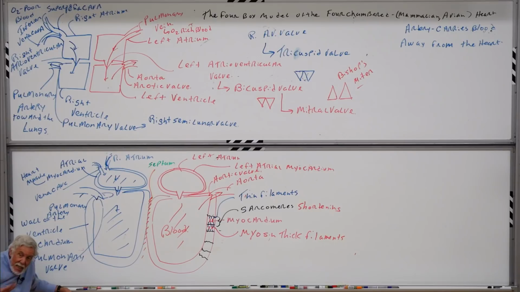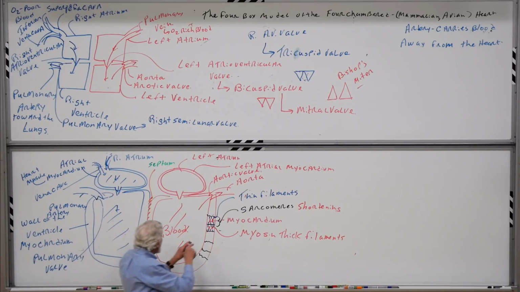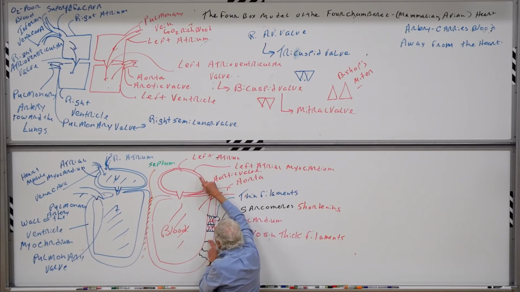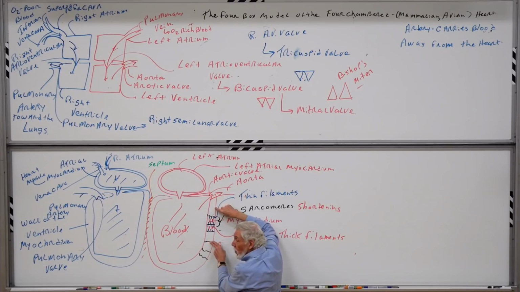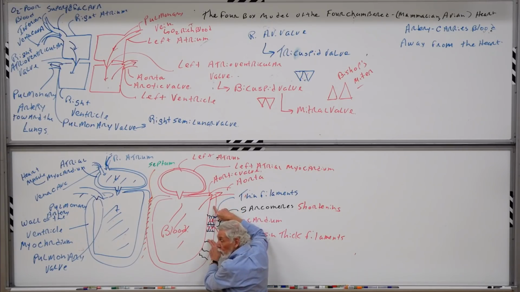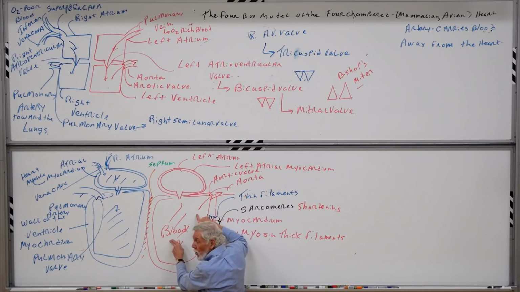So the idea here is that these myocardia, whether it's the thin wall of the atrial myocardium or the thick wall of the ventricular myocardium, their function is to generate force. And they apply a force to the non-compressible fluid of the blood.